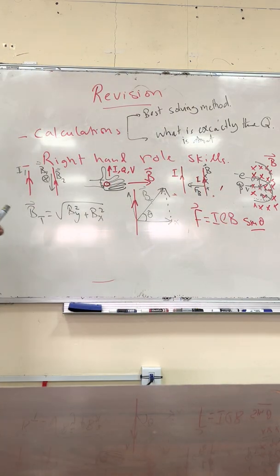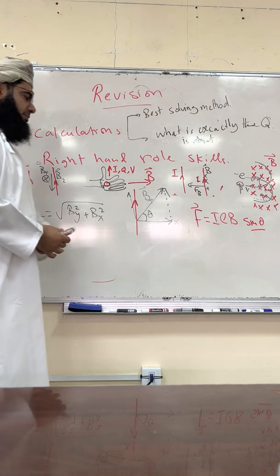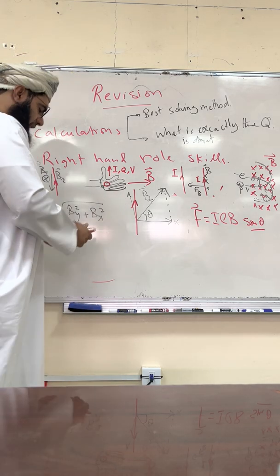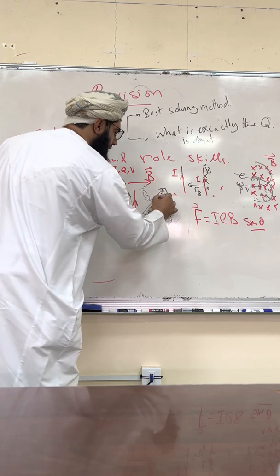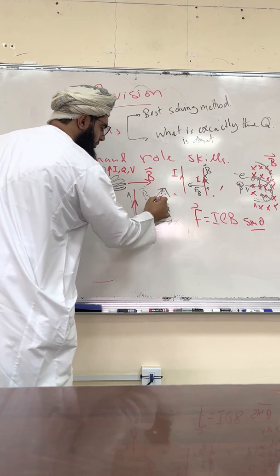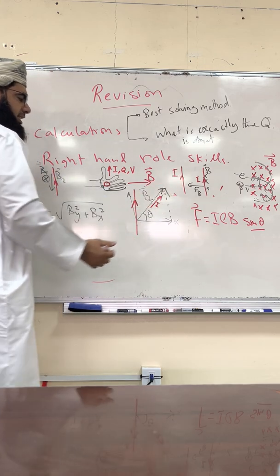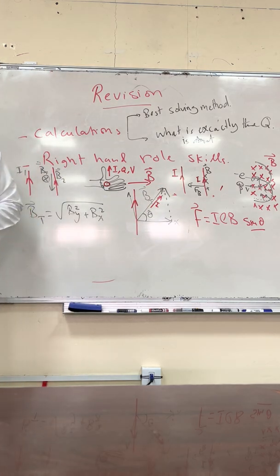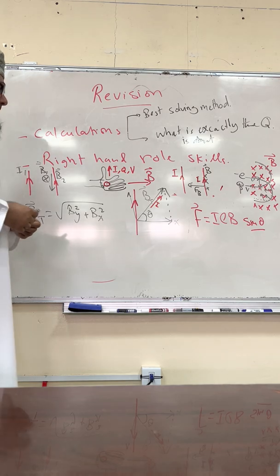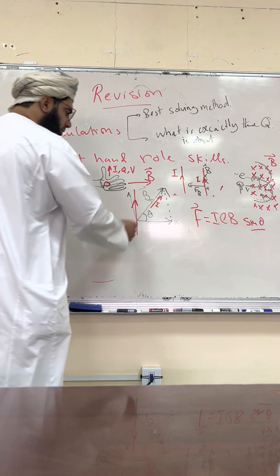Why we add sine theta here? Because we have been told before that it's not always perpendicular. Sometimes they are in parallel. So if they are parallel together like that, the current is moving like that, so there is no angle between them. So in this case, we can say that the angle here is 0, so sine 0 is 0. Okay? But now we have an angle between them.